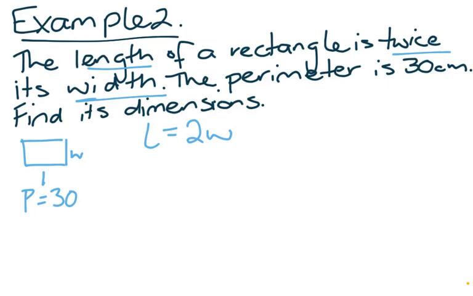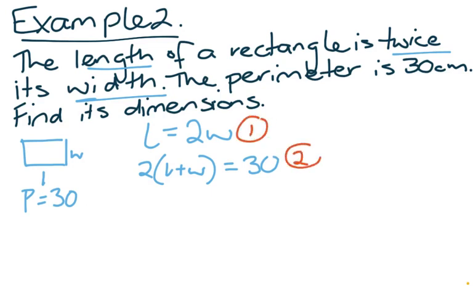And then it says the perimeter is 30 centimetres. So to get the perimeter of a rectangle, we would do 2 lots of the length plus the width, and that would give us 30. So there's our two equations. And you'll notice that this time it's actually easier to use substitution because we're told that the length is twice its width. So it means that the size of the length is the same as if we put 2 of the widths together. So what we'll do is we'll sub 1 into 2 for this one.